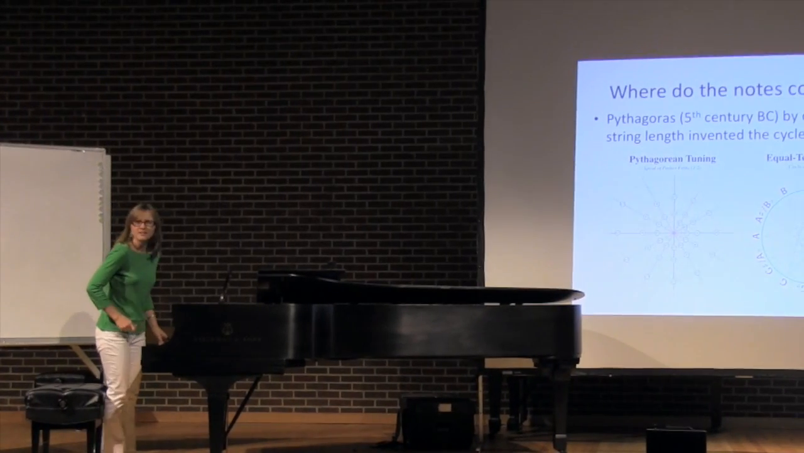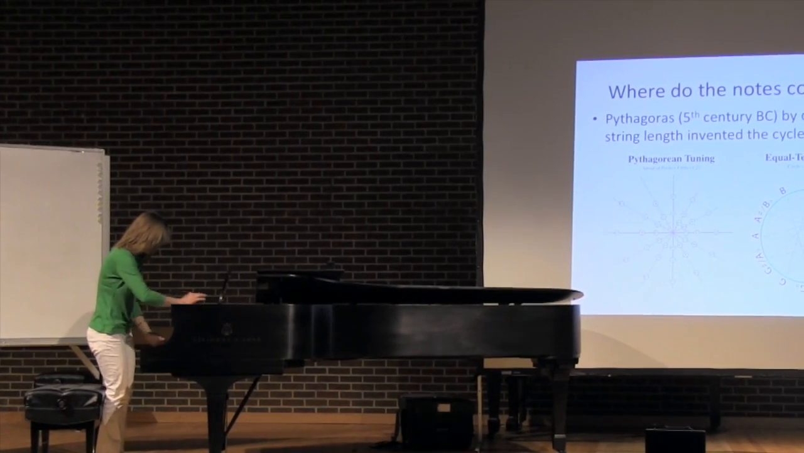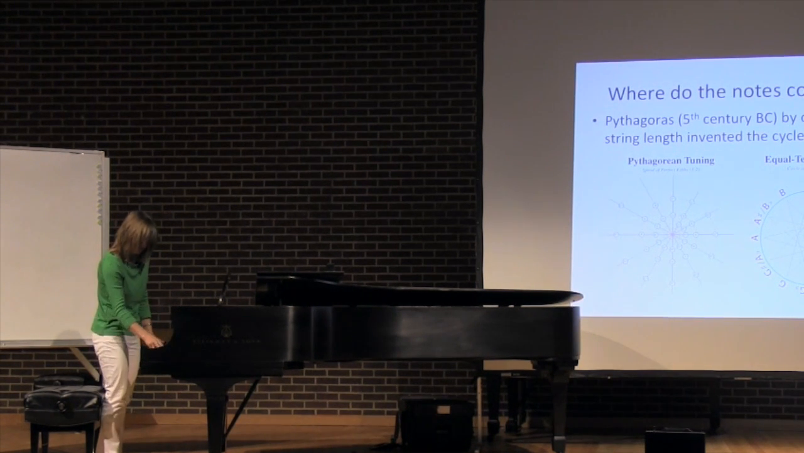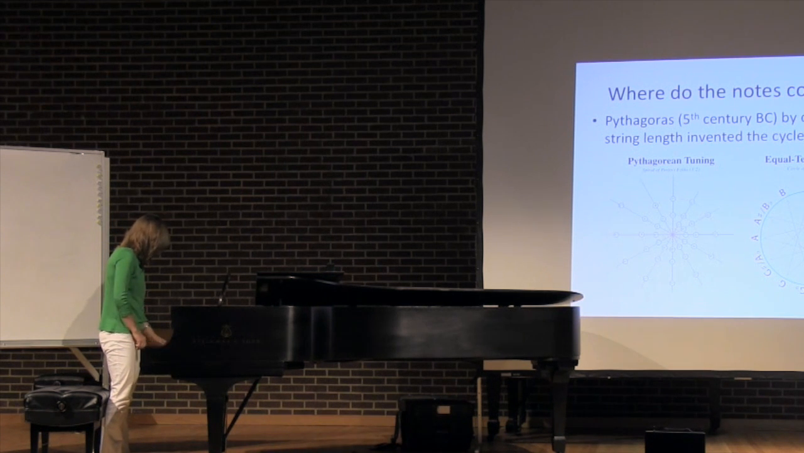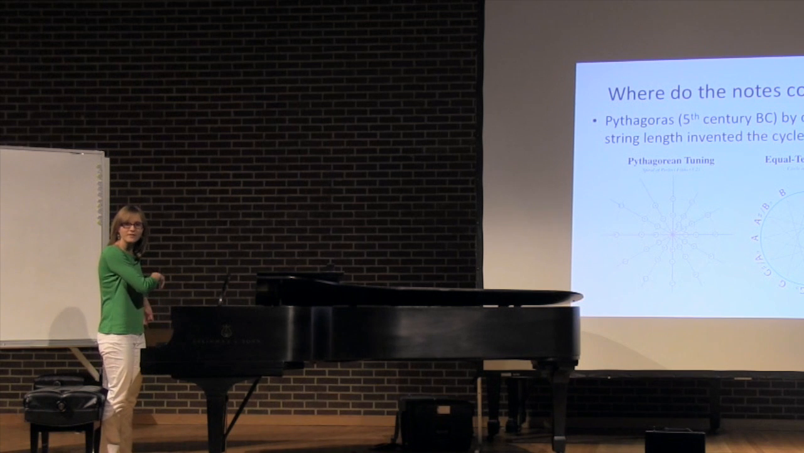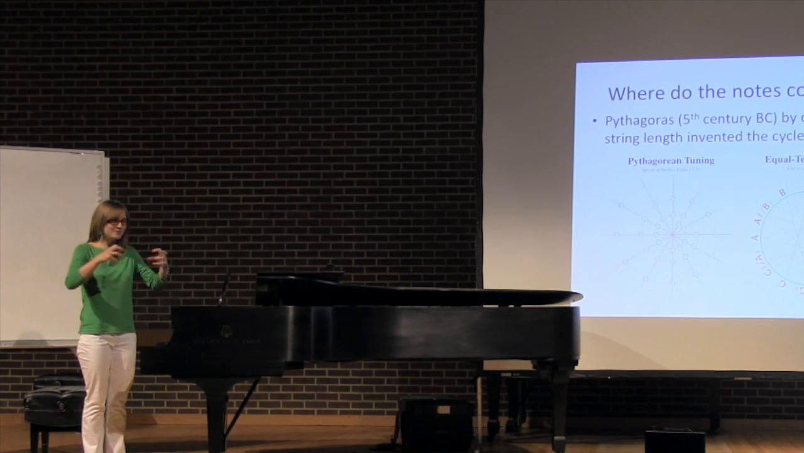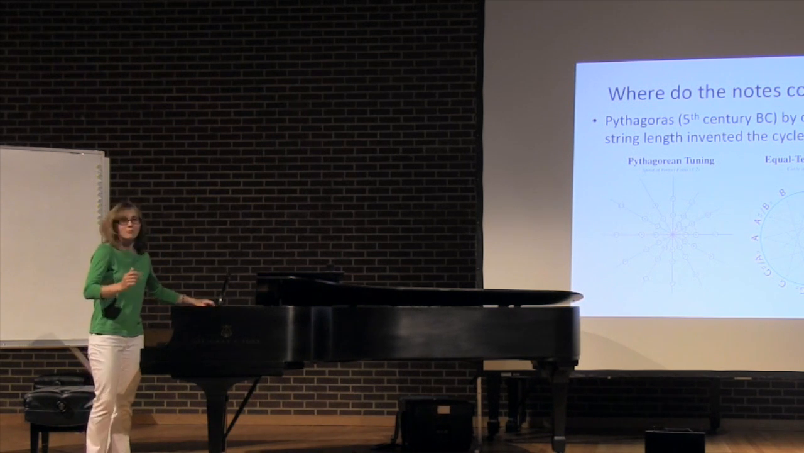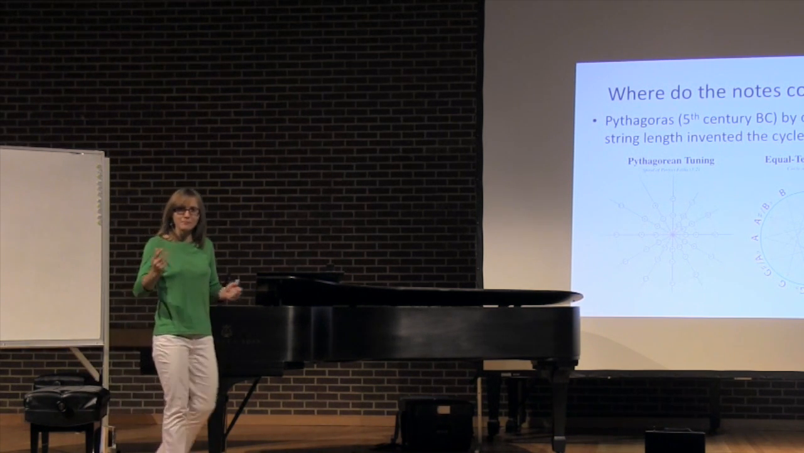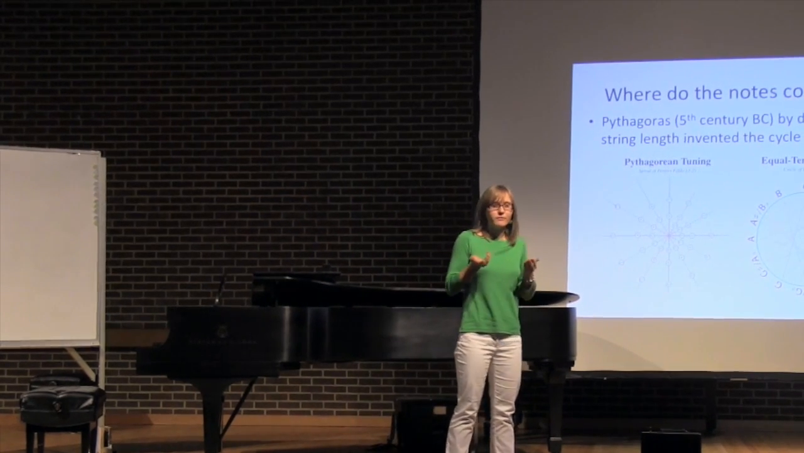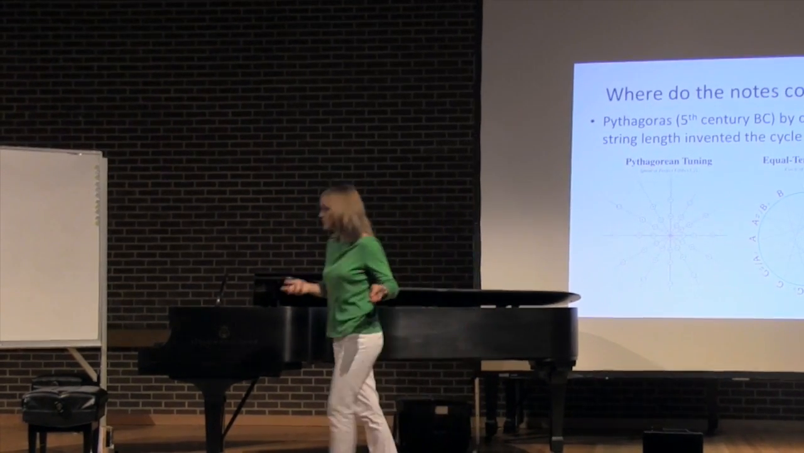So let's say he started with middle C, and then you get 6 notes this way, and get 6 notes that way, and then he moved them back to the same range by using the ratio 2:1, by moving them back in octaves. So he came up with this 7-note diatonic scale.